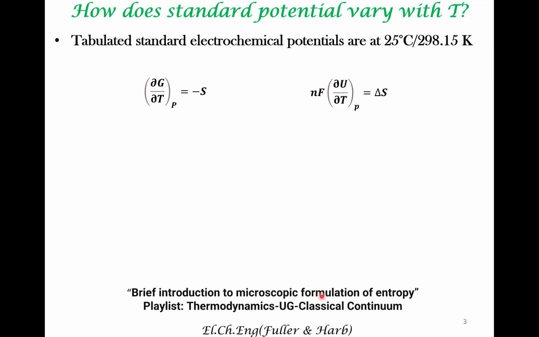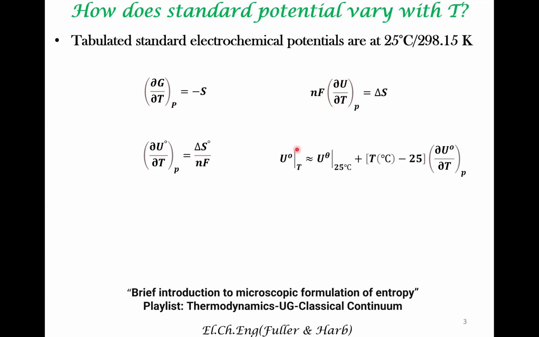Moving on. Once we know how free energy changes with temperature, we just substitute the formula for free energy in terms of potential. You can get how the potential changes with temperature. Just a simple rearrangement would give you this formula. So what does this tell us? If you know the potential at some standard condition, which is obtained from tables, you can get the potential at some other temperature.